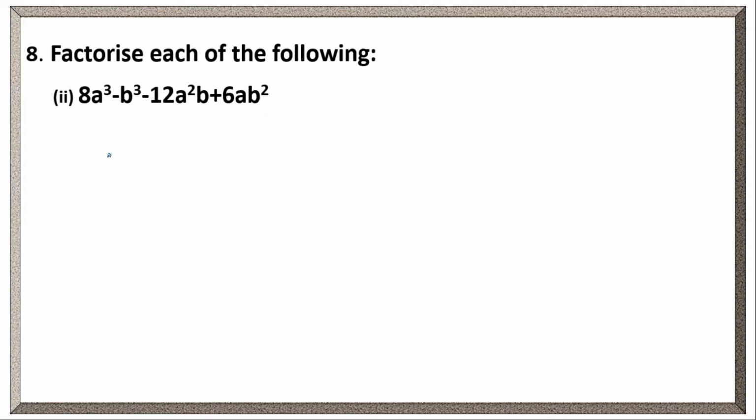Let's see the second bit. In the same way, like previous problem, here 8 can be written as 2 cube a cube. 2 cube a cube can be written as (2a) whole cube minus b cube minus, here from these two terms, minus 6ab we can take as common.